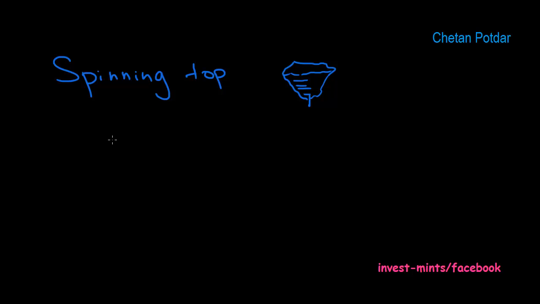So how would the candle look? This is the way the candle is going to look. If it is a green candle, then it is going to look like this. So why is it called a spinning top? The reason is that it looks like a spinning top. It is like a top which spins.